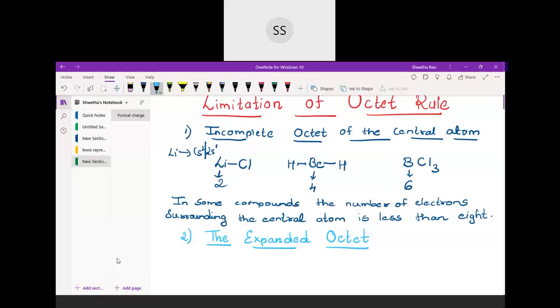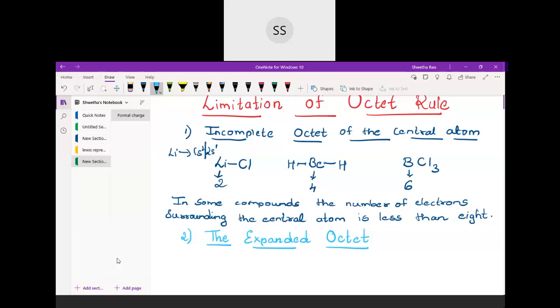Now the next case is expanded octet. In the incomplete octet you have seen atoms with fewer electrons than the octet structure. Expanded means that when you expect 8 electrons, these atoms were found to have more than 8 electrons in their outermost shell when binding. That is the reason the name expanded octet came.